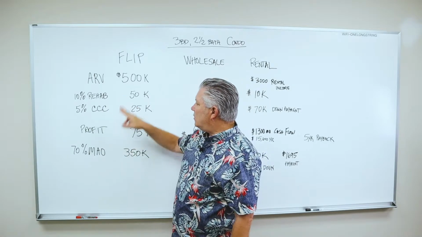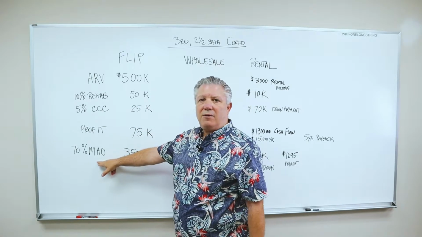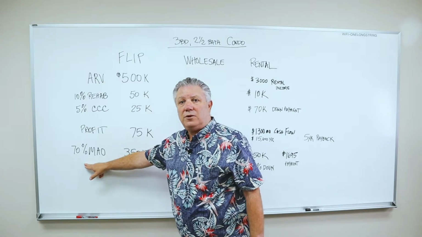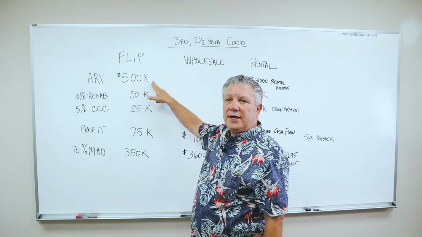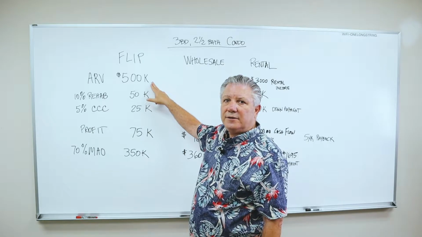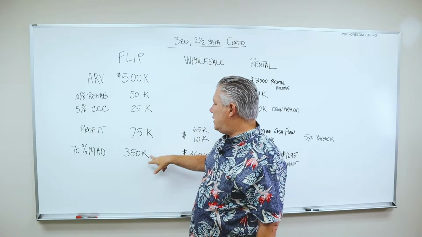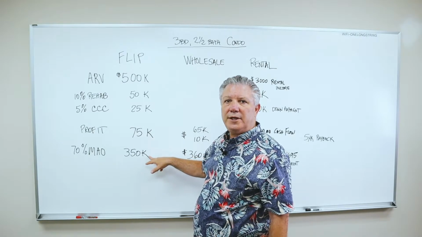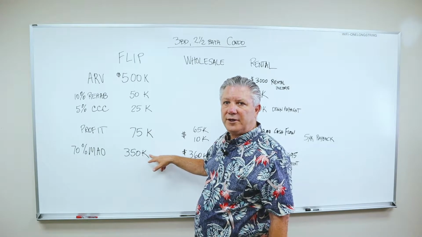The original maximum allowable offer, or 70% rule: we figured that the ARV, the after repair value, was going to be $500,000 for this condo. So we could not offer more than $350,000, which we ended up getting the property for.